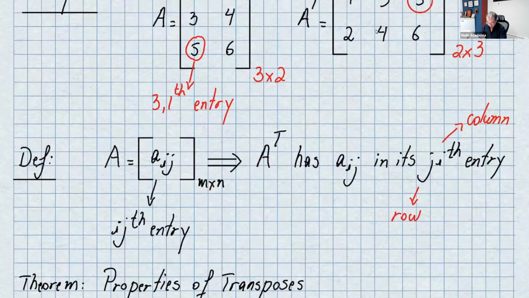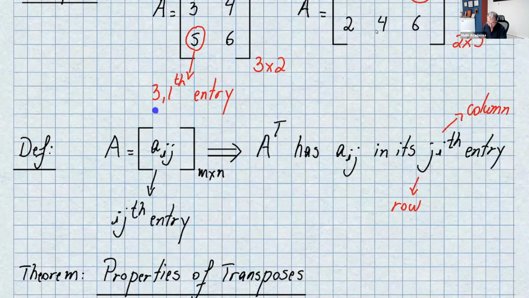Now, we can write the compact form. A transpose has a_ij in its jith entry. So if you change those indices, it's worth mentioning that these two are equal. They're the same thing, it's just that the row and the column change. You'll see that in the first proof.